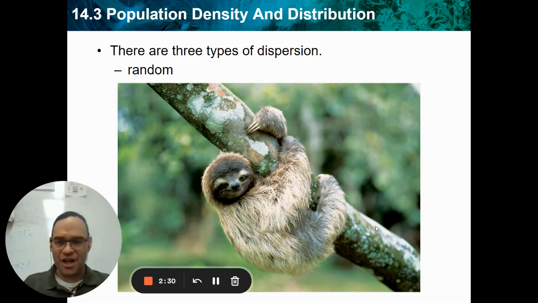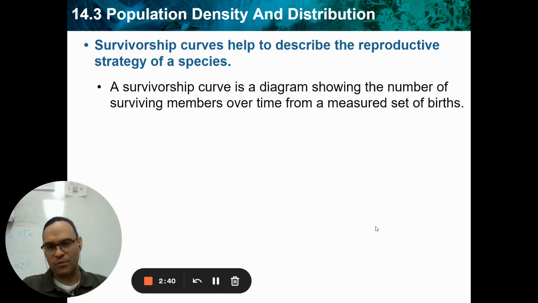Now, I don't know why a sloth is random. Sloths are pretty random to begin with, so I guess that works. But it's just that they do not position themselves relative to each other in any real specific way.